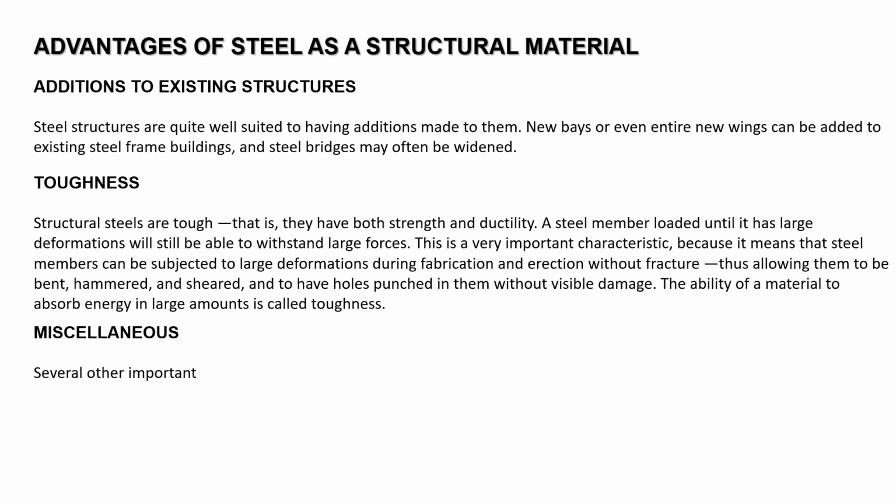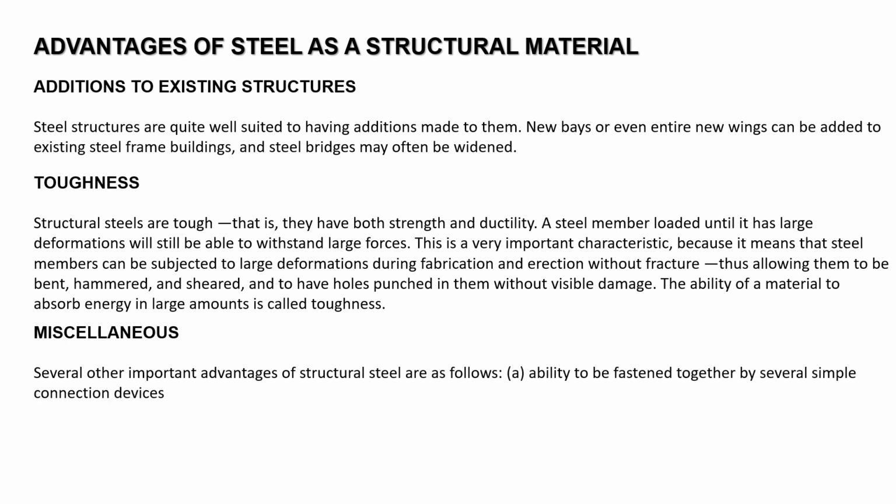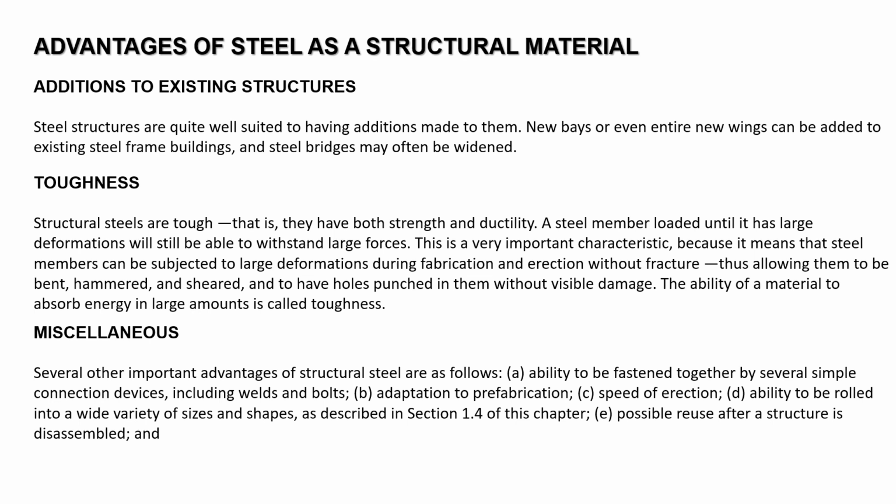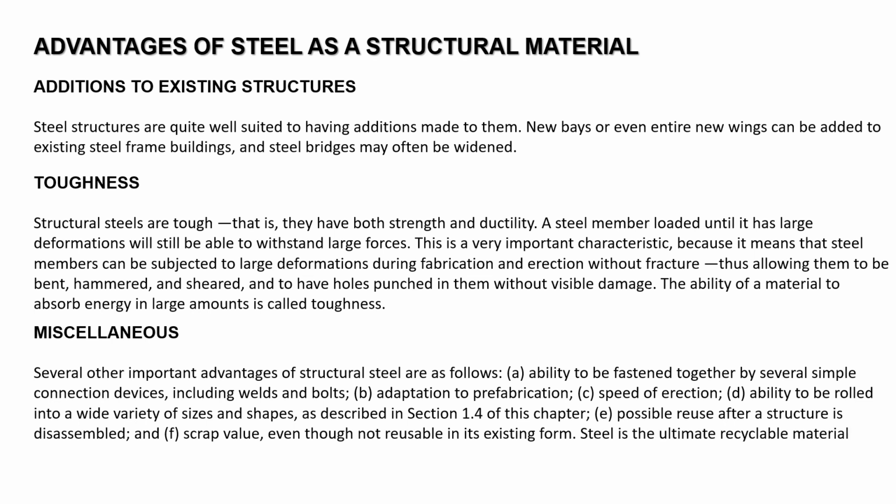Then miscellaneous. Several other important advantages of structural steels are as follows. Ability to be fastened together by several simple connection devices, including welds and bolts. Adaptation to prefabrication and speed of erection. Ability to be rolled into a wide variety of sizes and shapes. Possible reuse after a structure is disassembled, and scrap value even though not reusable in its existing form. Steel is the ultimate recyclable material.